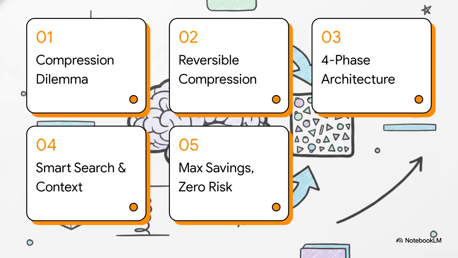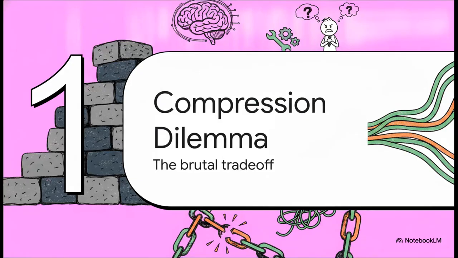Here's our roadmap for today. 1. The AI compression dilemma. 2. Introducing reversible compression. 3. The four-phase architecture. 4. Smart search and context. And 5. Maximum savings, zero risk. Let's get to it.